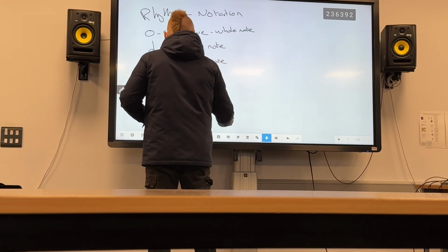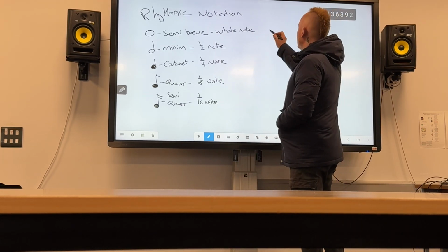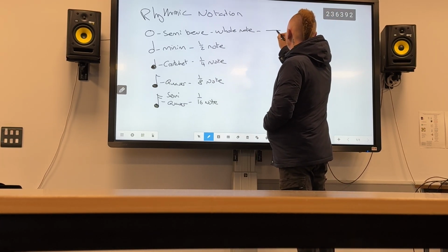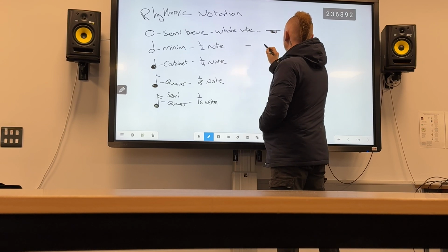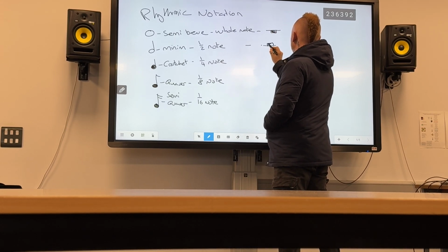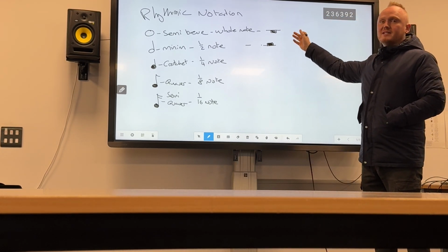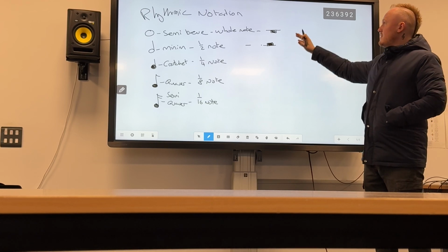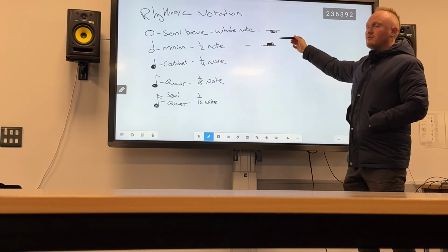Each one of these pieces of notation also has a rest that lasts the same amount of time. For a semibreve, the rest looks like a little box hanging below a line. For a minim, the rest is the inverse of that, so it's a little box above a line. The way that we remember that is we think that a semibreve, because it's worth 4 beats, is heavier than a minim, therefore it sinks below the line, whereas because a minim is lighter, it floats above the line.